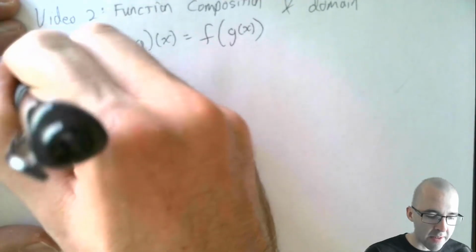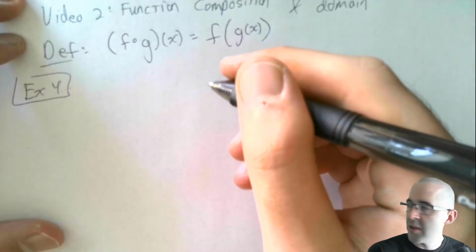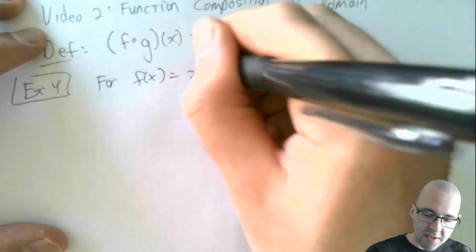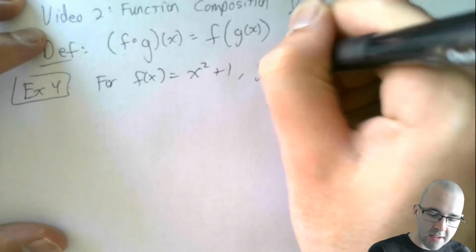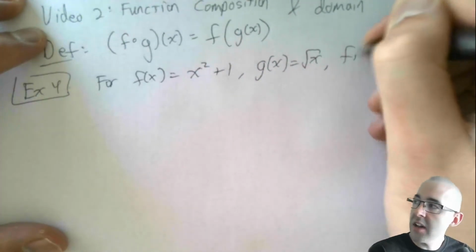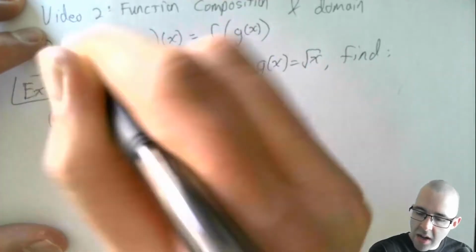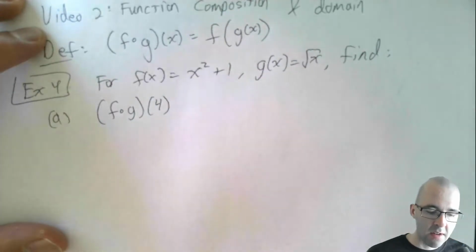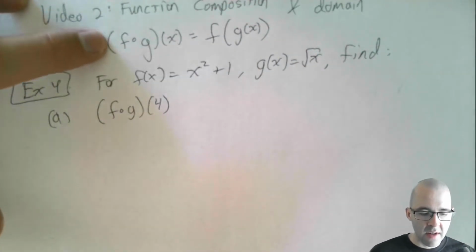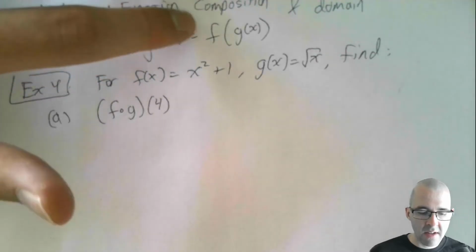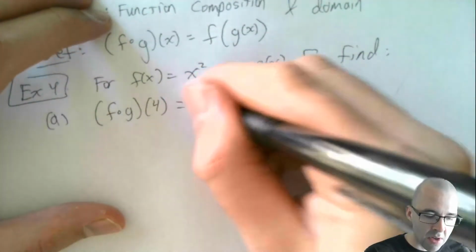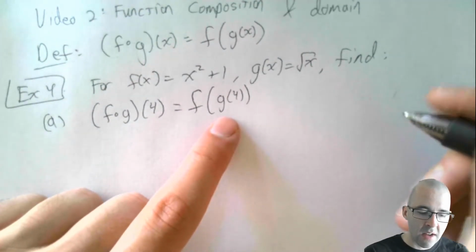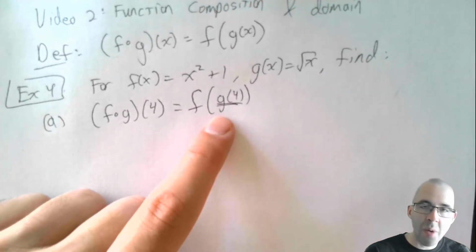Okay. We got example 4 over here, assuming I'm counting right from the earlier videos. For f of x equals x squared plus 1 and g of x equal to the square root of x, find the following. Part A, what is (f ∘ g)(4)? We just use the definition. (f ∘ g)(x) is f of g of x. So this is going to be f of g of 4, which looks nasty. But all we have to do is start on the inside and work our way out.